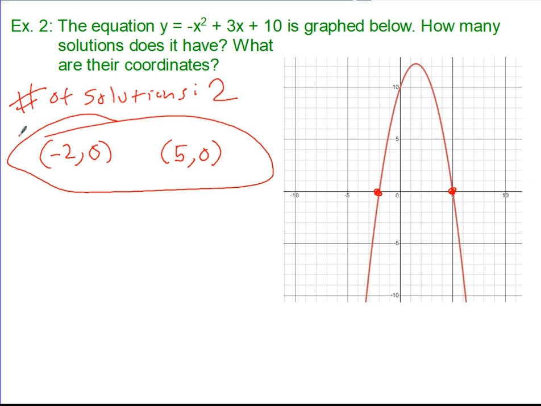And that's it. So the idea here is we're just looking at this graph. We're asking, how many times does it cross the x-axis? In this case, it's 2. What are the coordinates? -2, 0, and 5, 0.